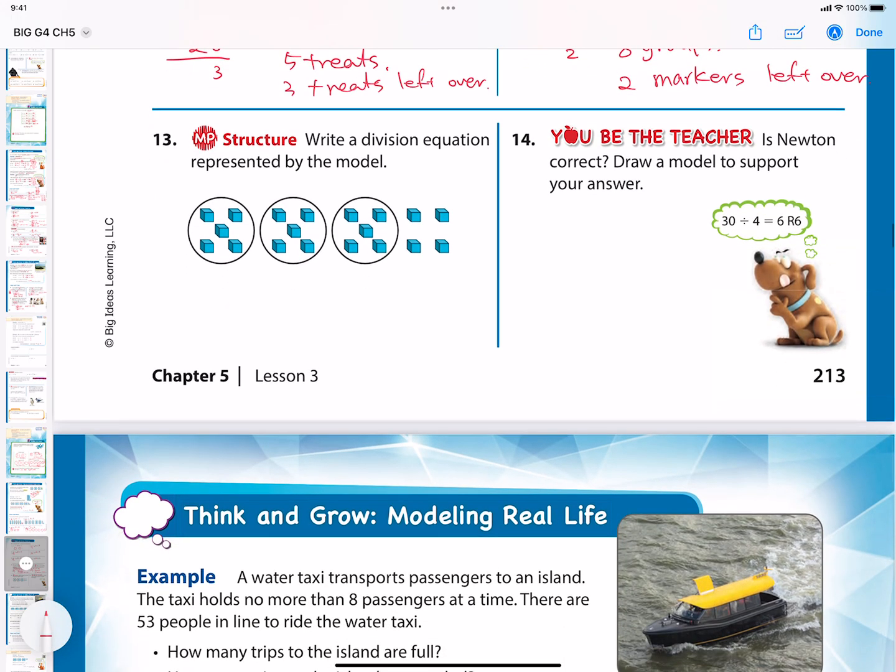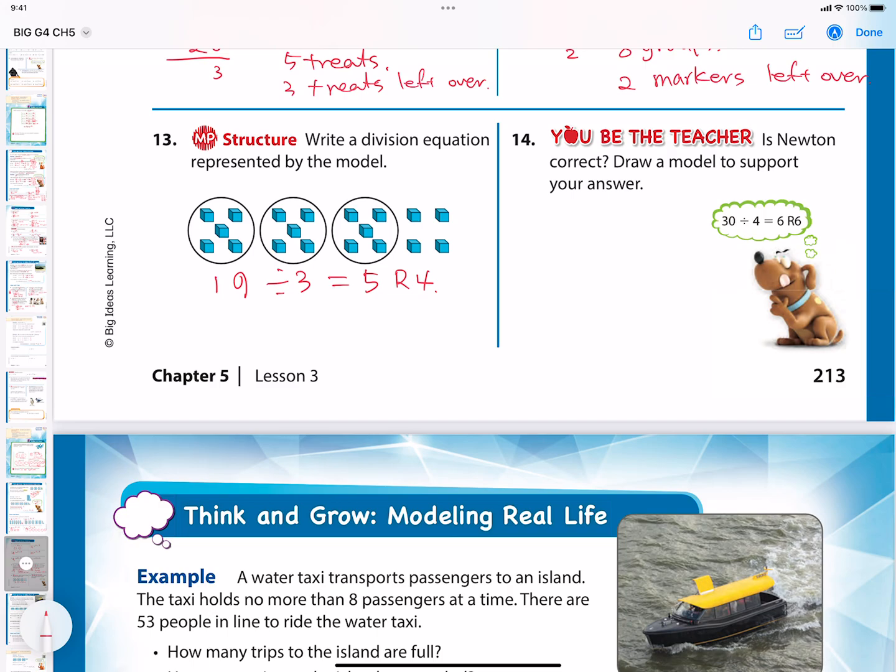Move on to number 13. Write a division equation represented by the model. Now you need to find out how many total counters there are, how many equal groups you are going to divide into, and how many counters are going to be in each group. So how many counters are there together, to find the dividend? Yes, this is 15 plus 4, which is 19, right? And how many equal groups? 3. And in each group, you have 5, and the remainder is 4.